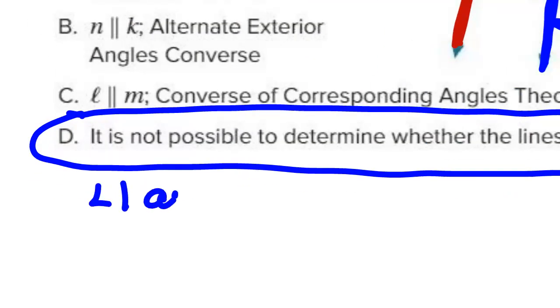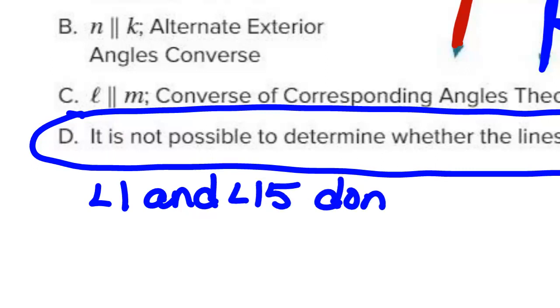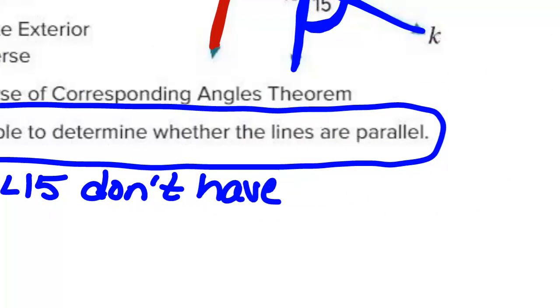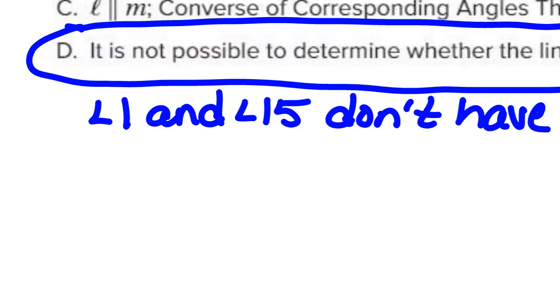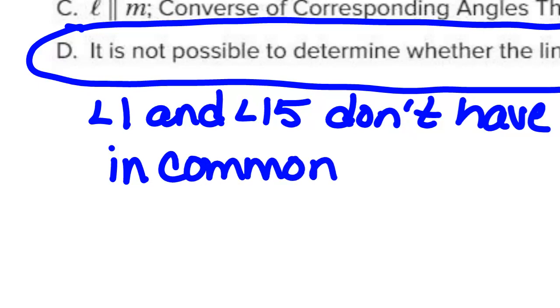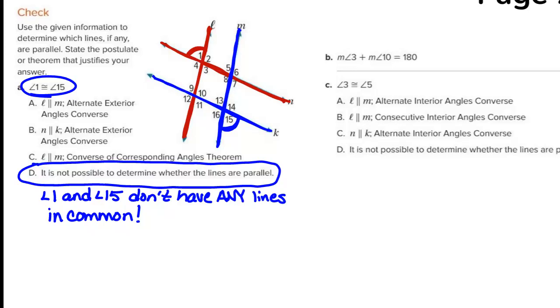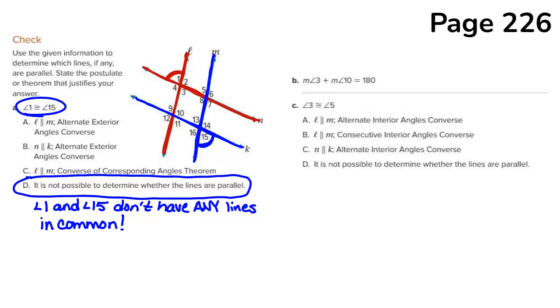Angle 1 and angle 15 don't have any lines in common. So I can't make any statements about parallel lines. They have to have a transversal in common, and then I could say the other two lines are parallel.